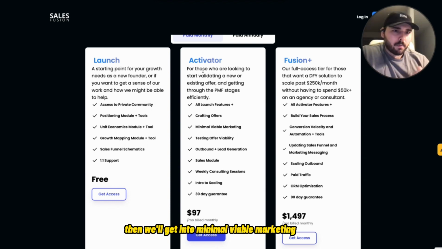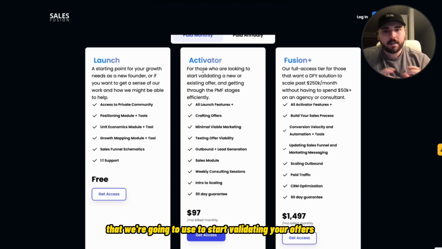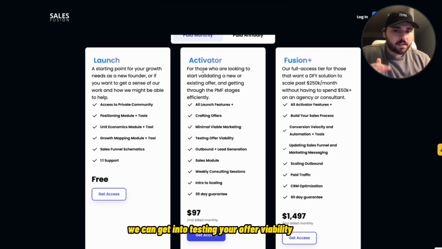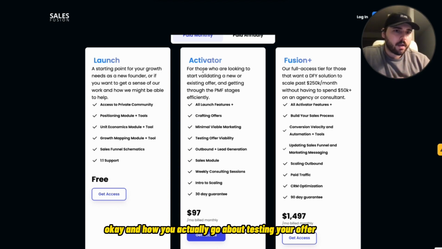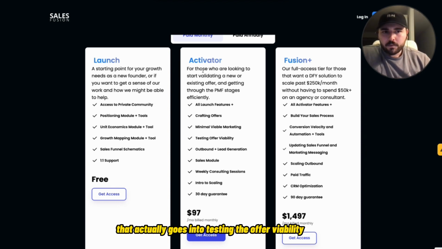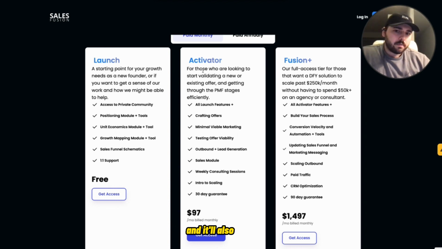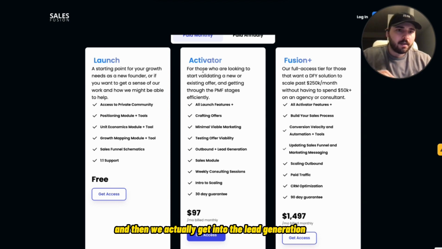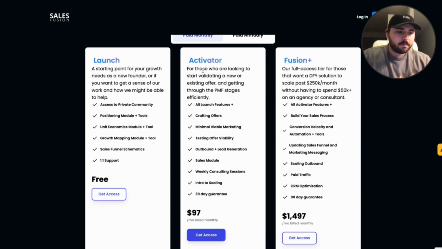Then we'll get into minimal viable marketing. So this is going to be the minimal viable marketing language that we're going to use to start validating your offers. And then from there, we can get into testing your offer viability. Okay, and we're going to go through essentially how to do that, and how you actually go about testing your offer viability using different channels. Okay, from there, we get into outbound and lead generation. That goes into testing the offer viability, and there's kind of two parts to that. So one piece of the outbound is the offer viability, and then we get into the lead generation at a low level, right?